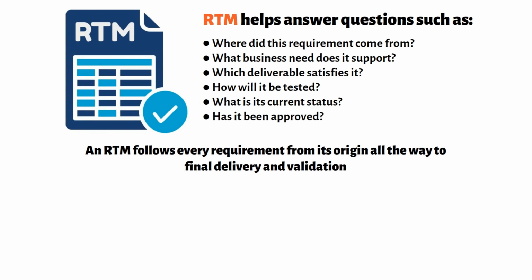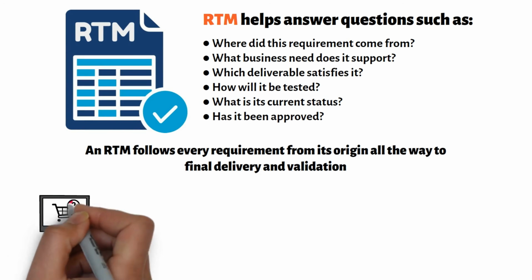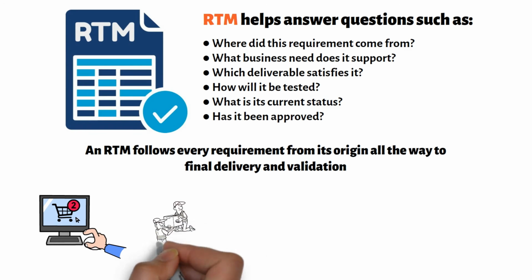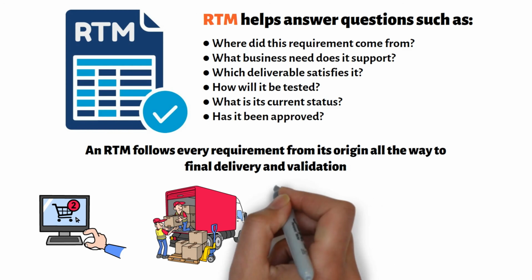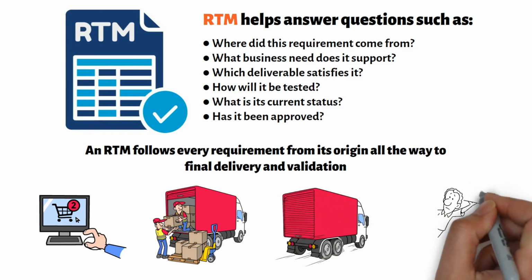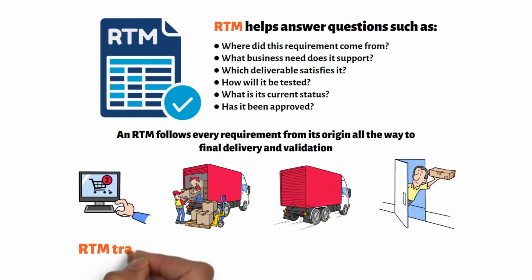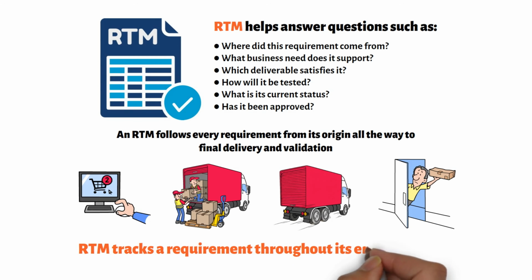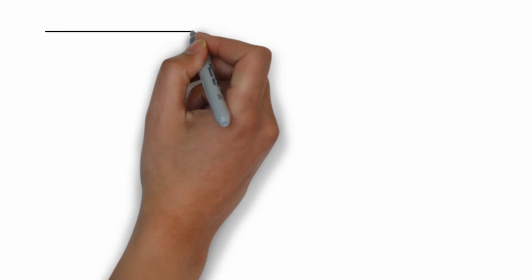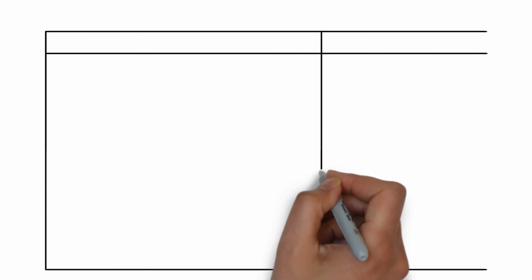Think of it like tracking a package. When you order something online, you can follow it from the warehouse to the delivery truck until it arrives at your door. An RTM works in a similar way. Instead of tracking a package, it tracks a requirement throughout its entire life cycle. Let's go through an example and see what this looks like. Keep in mind that the exact format may vary from one organization to another, but most RTMs contain similar information.